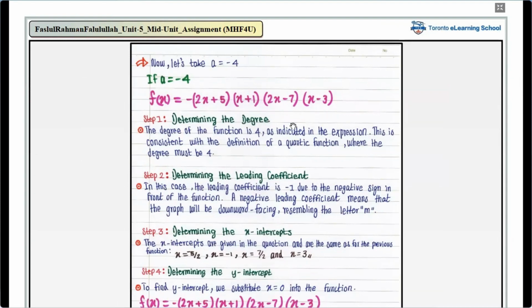Step 1, determining the degree. The degree of the function is 4 as indicated in the expression. This is consistent with the definition of a quartic function where the degree must be 4. Step 2, determining the leading coefficient. In this case, the leading coefficient is minus 1 due to the negative sign in front of the function. A negative leading coefficient means that the graph will be downward facing, resembling the letter M.